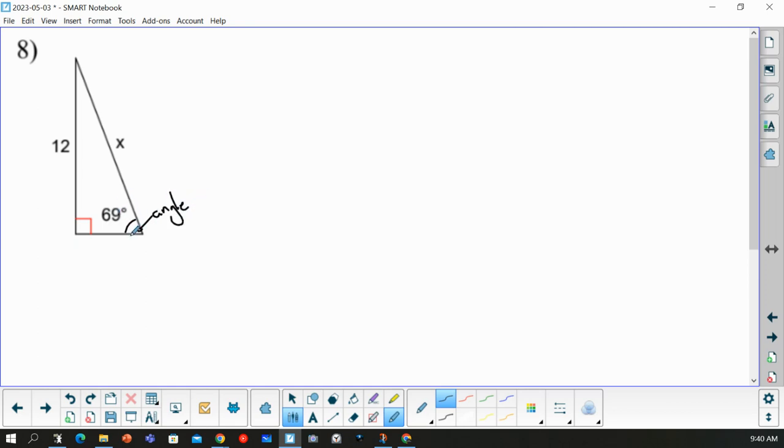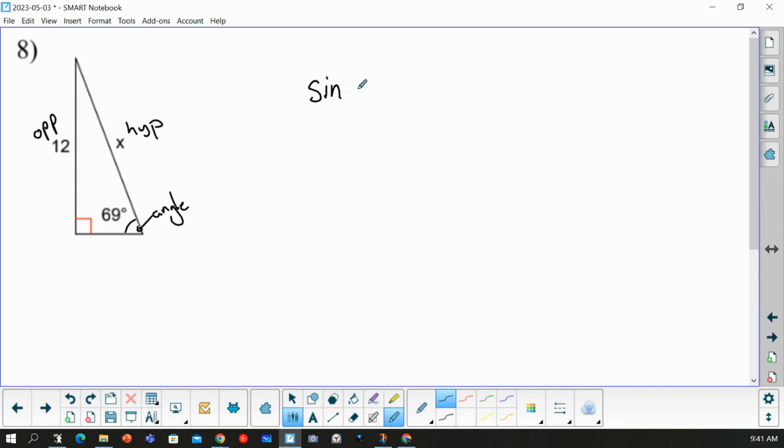Now, from the perspective of this angle, on the opposite side of the triangle is this 12. So this is what I'm going to label as my opposite. This x is right next to this 69, so it'd be tempting to call it the adjacent, but because it's also opposite the right angle, it has to go with the name hypotenuse. So we have the opposite and the hypotenuse. Now the only trig function that uses the opposite and the hypotenuse is the sine function.